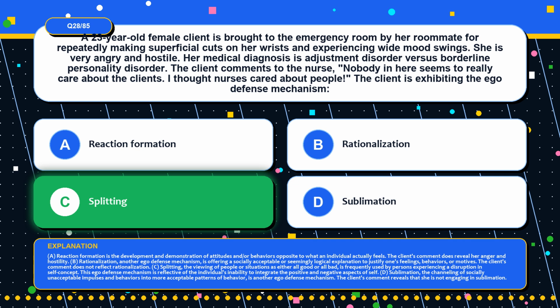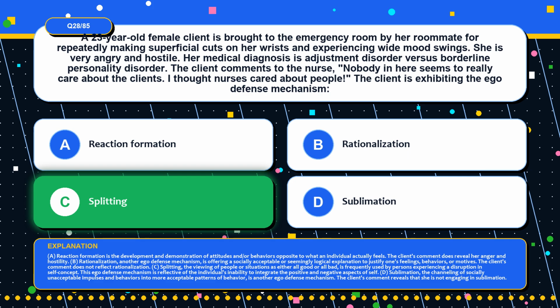B. Rationalization. Another ego defense mechanism is offering a socially acceptable or seemingly logical explanation to justify one's feelings, behaviors, or motives. The client's comment does not reflect rationalization.